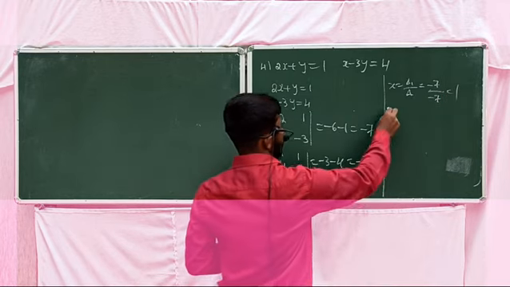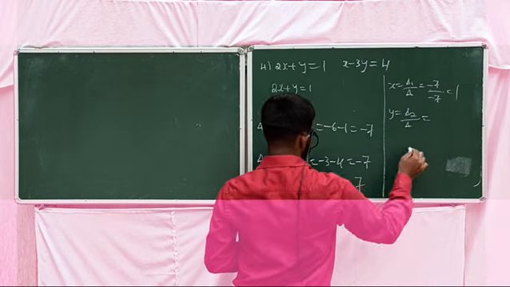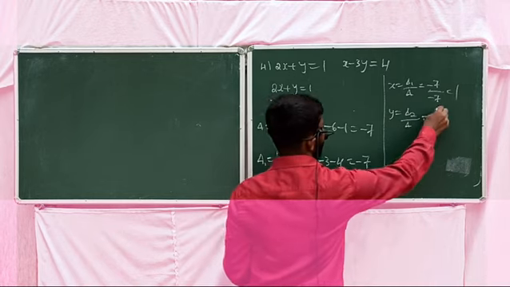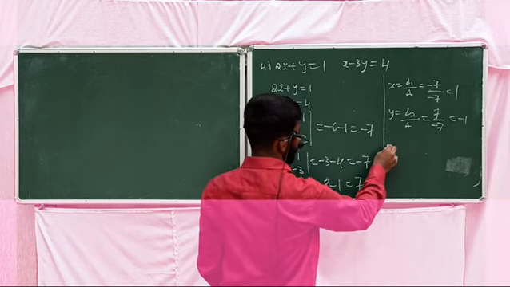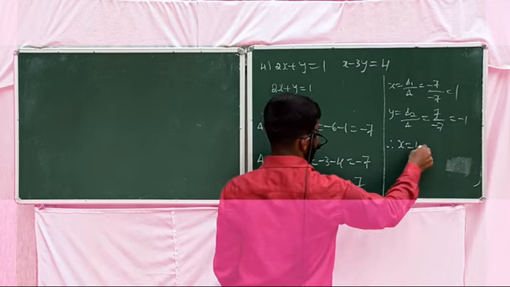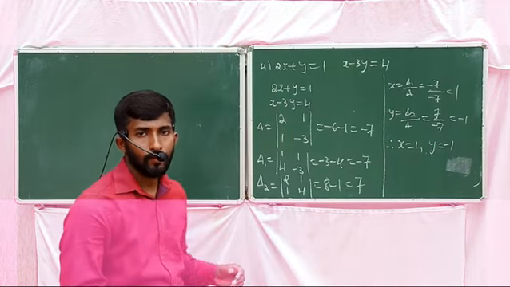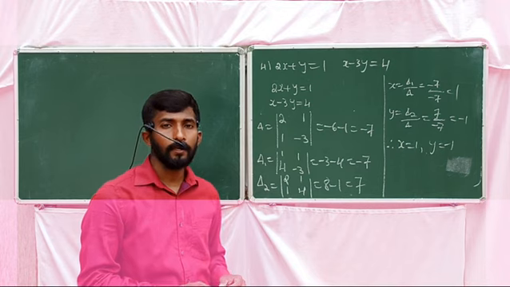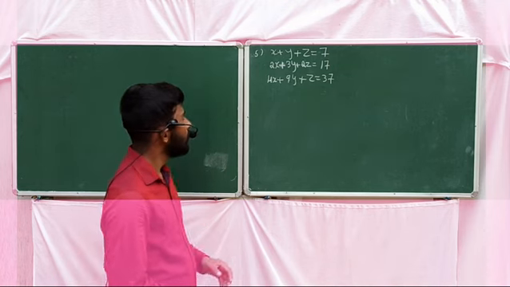Y value is equal to delta 2 divided by delta, which is equal to 7 by minus 7, which is equal to minus 1. Therefore, x equal to 1 and y equal to minus 1 is the solution for the given system of linear equations. See the next question.